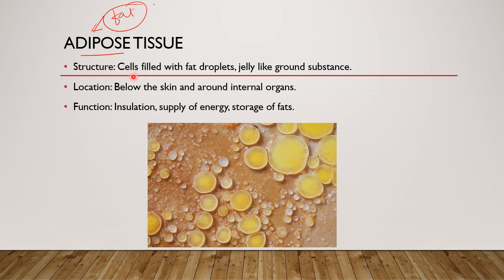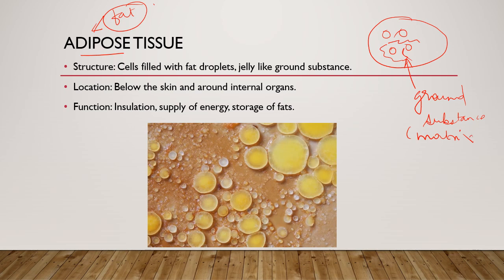So how is this structure? The structure is filled with fat droplets and a jelly-like ground substance. Ground substance, as I hope you remember what I said: if this is a tissue, the cells are made in between, and whatever is there in between is your ground substance. The cells are embedded inside this tissue with the help of this matrix. The ground substance can be water, jelly-like, or even solid.